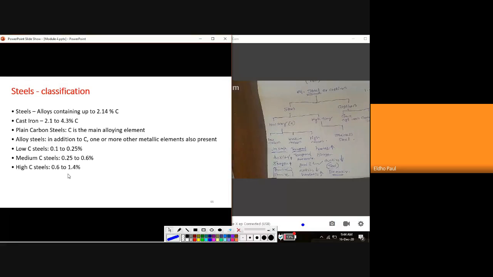The high alloy steel, the important example of which is stainless steel. So what is the important property of stainless steel, anyone?